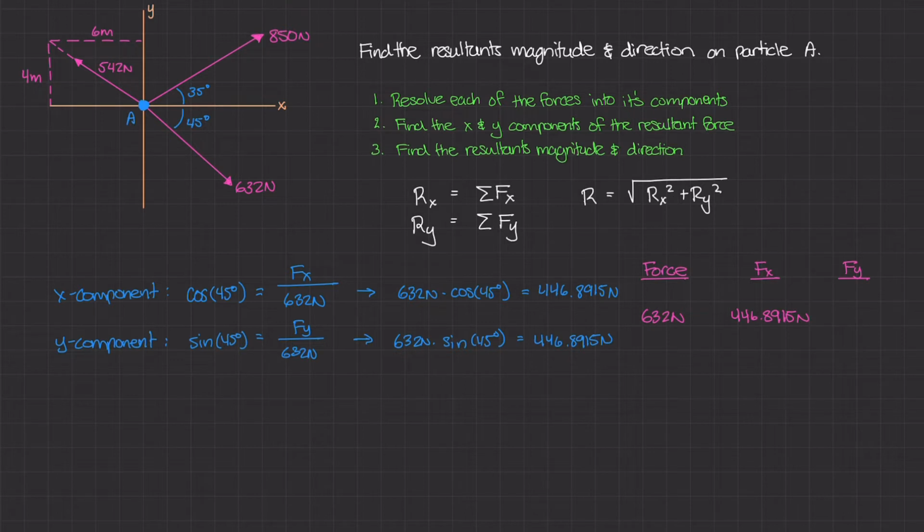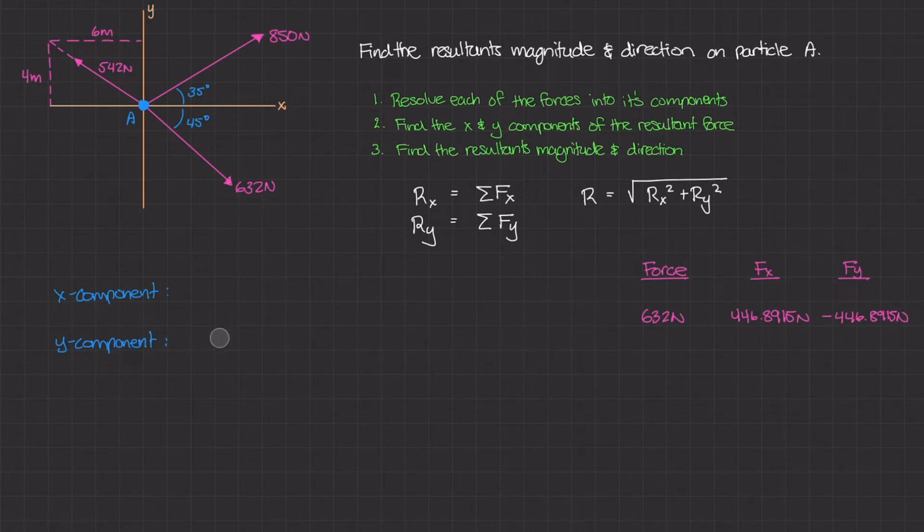Now, I'm going to write this in the table here for this F_y value, but remember your signs. This force component is going downwards. So even though it's positive here, we know the direction of that force, and that's negative. So we need to take into account that negative sign. So I'm going to say it's negative 446.8915 newtons. Okay, great. So that takes care of the 632 Newton force. I'm going to go ahead and erase all this, and then we can move on to the next force.